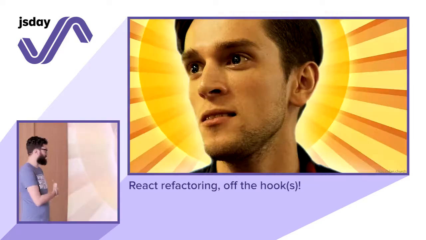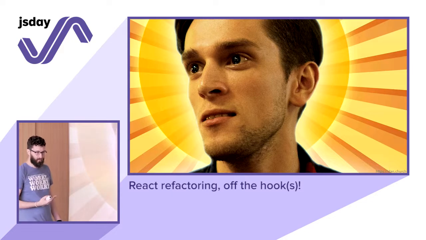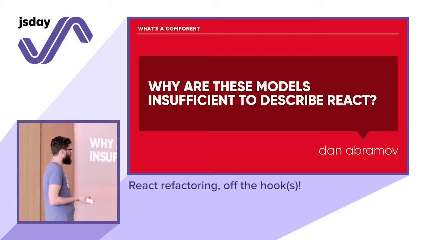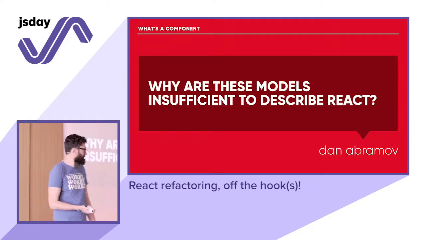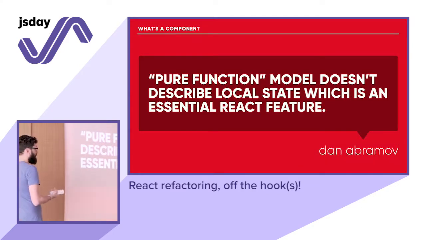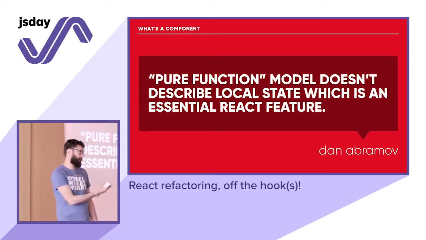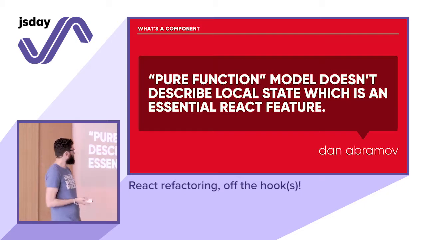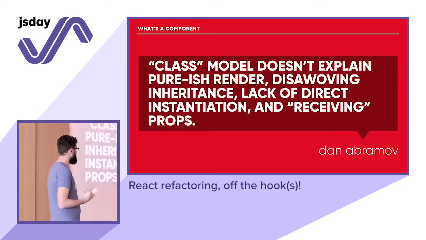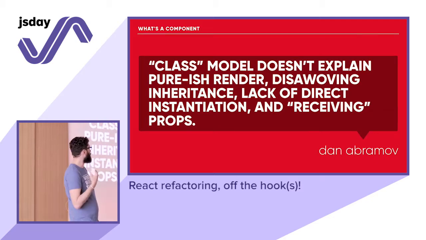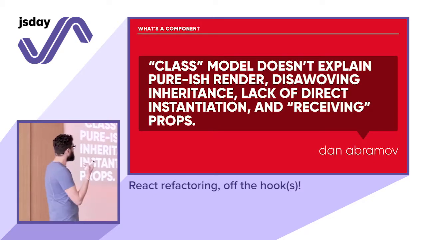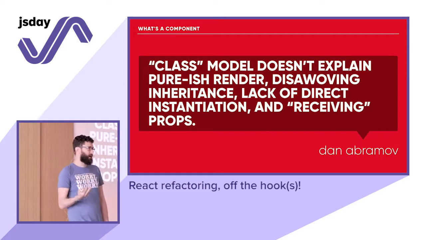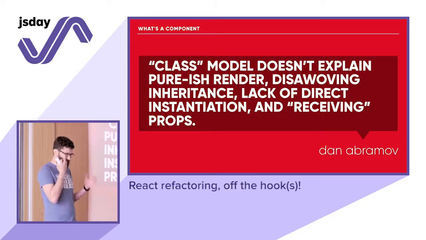And that's not me saying it. That's Dan Abramov. So Dan tweeted, why are these models insufficient to describe React? And he gives an answer as well. The pure function model doesn't describe local state, which is an essential React feature. And we saw that with a function component, you can't really add state to it. On the other hand, the class model doesn't describe the pure-ish rendering. Inheritance and the lack of direct initialization and receiving props, because normally a class doesn't really receive props. So it's kind of a skewed thing.